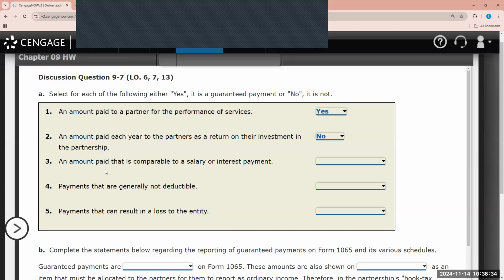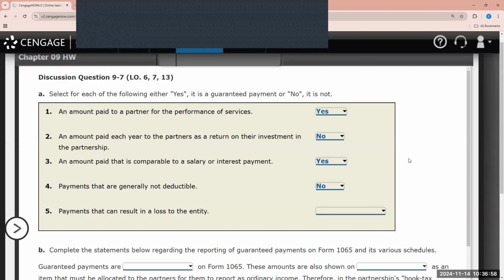Number 3 states an amount paid that is comparable to the salary or interest payment. Guaranteed payments resemble the salary or interest payments of other businesses. So this would be yes. Payments that are generally not deductible. So the partnership would either deduct or capitalize the payment depending on its nature. So this would be no.